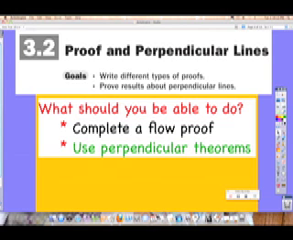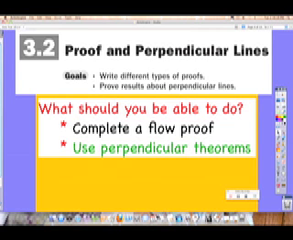It's page 52. All right, so at the end of class, here's what I'm hoping you will be able to do. Complete a flow proof. Yikes, that's new. We haven't talked about flow proofs yet. We've done 2 column proofs, yuck, paragraph proofs, right? Now we'll do the flow proofs. And then also use perpendicular theorems. Guys, I really think you'll rock the perpendicular theorems because they seem logical. You know what perpendicular means. You learned it in elementary. Let's just see how we're going to use them.